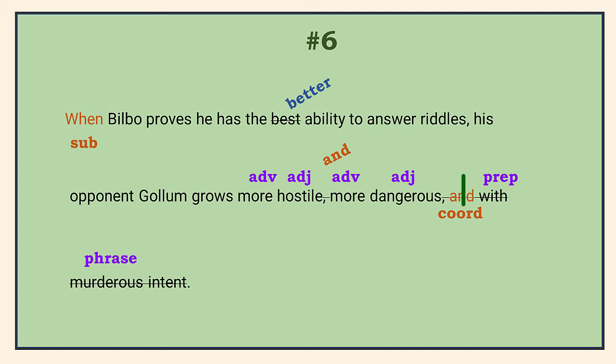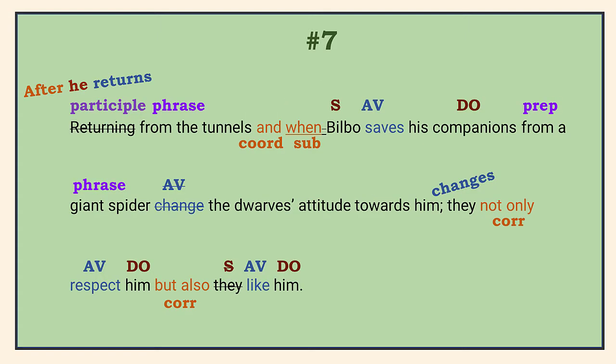Some adjectives and adverbs are absolutes. They can't be qualified. For example, unique means one of a kind, so something can't be more unique than something else. Gollum is either murderous or not. In this case, we can drop the last part. It's a bit redundant with more dangerous anyway. Number 7. Even if you don't yet know the name of the ing structures in this sentence, you can see that both sides of the coordinating conjunction and are not the same.